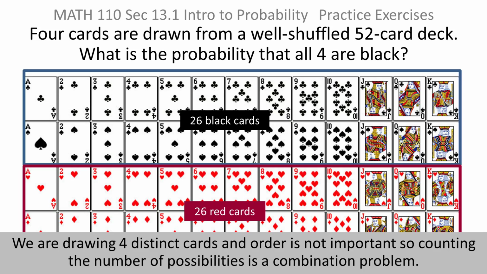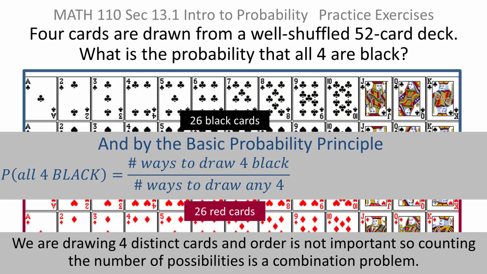They're distinct. There's only 1 3 of clubs in the deck. There's only 1 7 of clubs in the deck. There's only 1 queen of hearts in the deck. So those are distinct cards, and you don't care about order. That tells you immediately that you're dealing with a combination, because order does not matter and the objects are distinct.